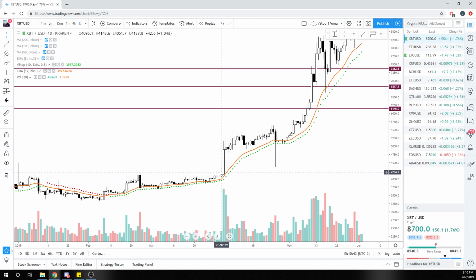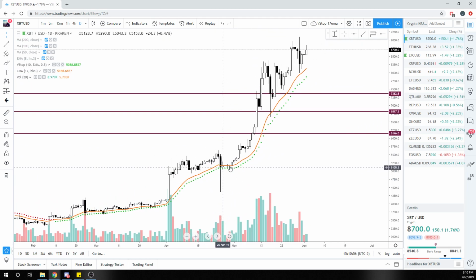Came here, popped up, we made a higher high, seeing a little bit of consolidation right here. Came back up, made a higher high, pulled back, higher high, pulled back to V stop, which, like this right here, would have been a beautiful trade, and I'm sure I was in this. I haven't looked back at my history, but I'm sure I was in this.